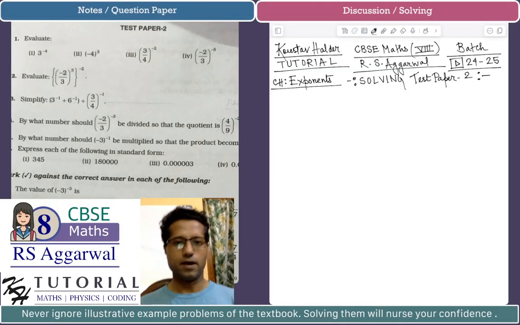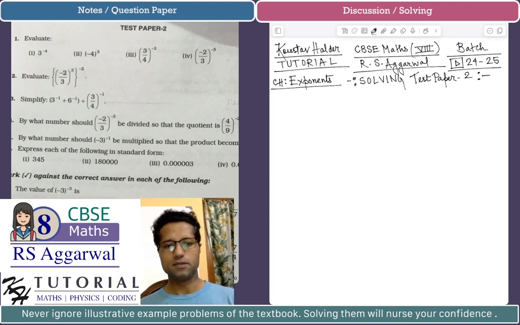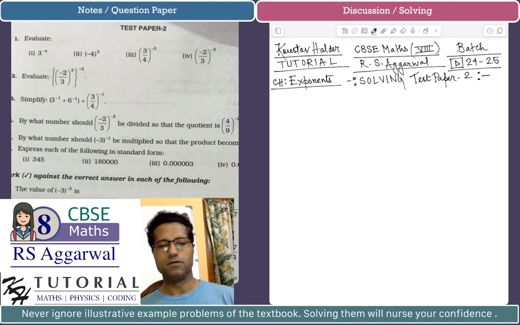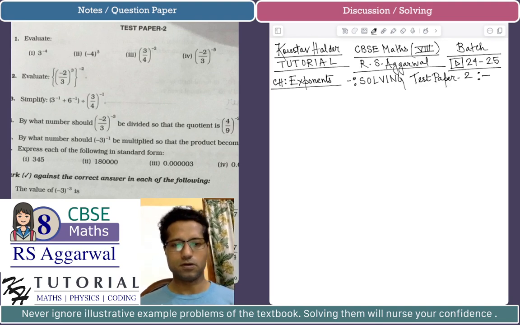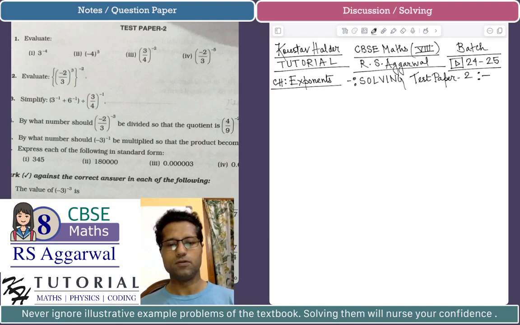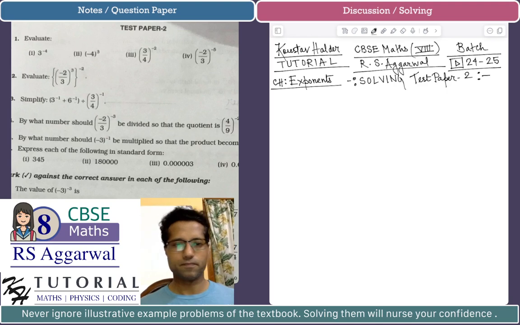Okay. So I have the test paper number 2 on the left hand side. This is the test paper on the chapter of exponents that I have recently completed, and I have also solved the objective MCQ questions, that is exercise 2, a few hours back. So if you have not watched all the videos on the chapter of exponents, I highly suggest that you watch them to maintain the continuity of your study on the chapter of exponents.